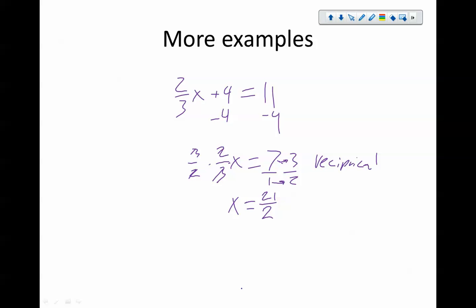So x equals 21/2, and I should just check to see if that simplifies at all. 2 and 21 don't share any common factors, and so that's it. Leave your answer like that. Again, remember, improper is fun, so keep your fractions improper.